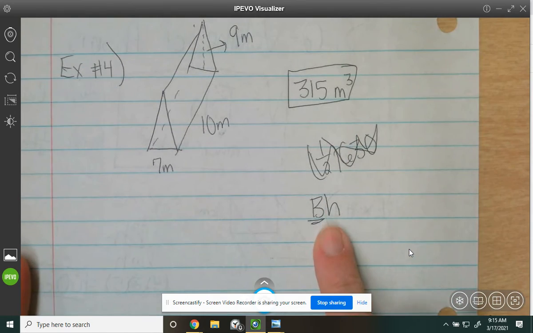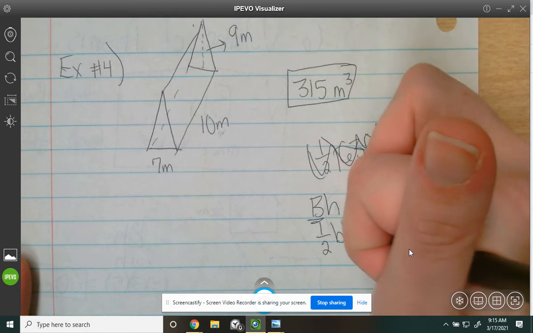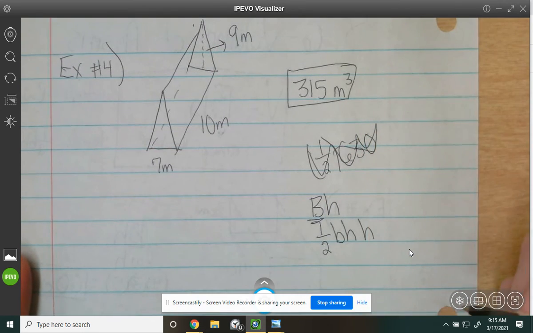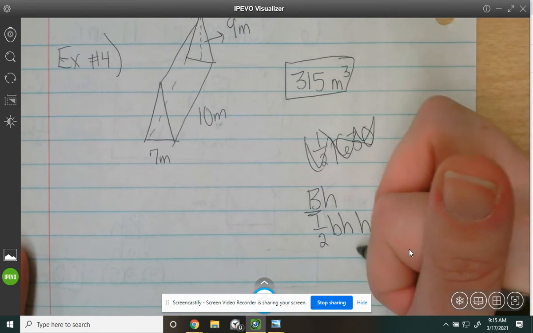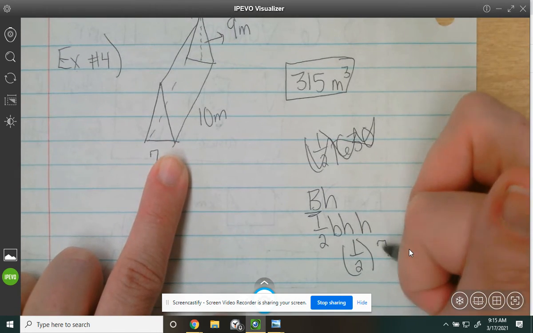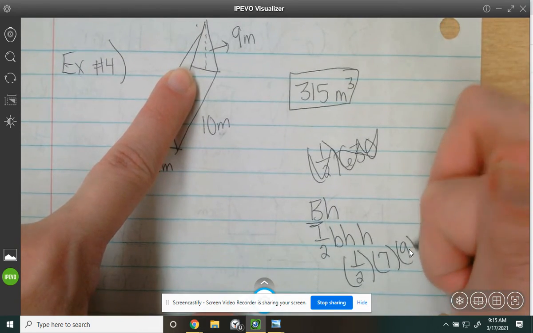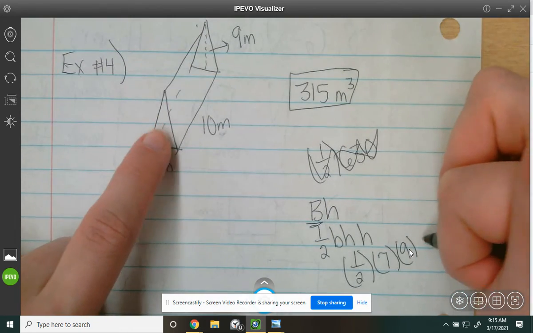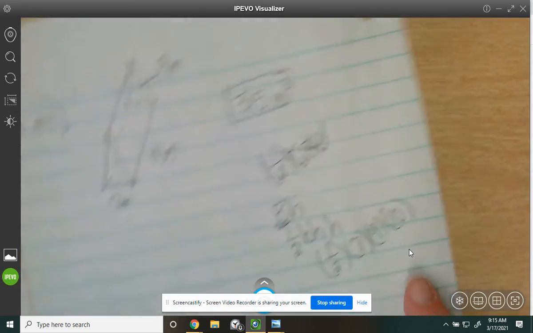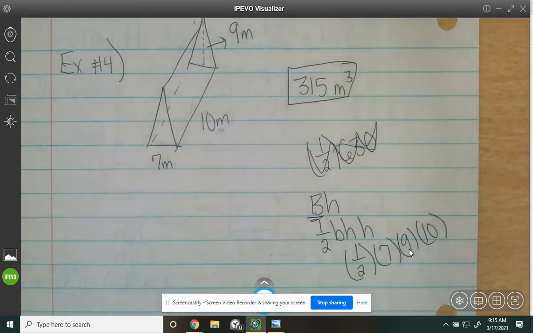My volume is BH. This is a triangular prism, so it's 1/2 BH and then my other H. So then I'm going to take 1/2. The base of my triangle is 7. The height of my triangle is 9. And the height of my shape is 10. So if you type all of those numbers in, you should get 315 meters cubed.